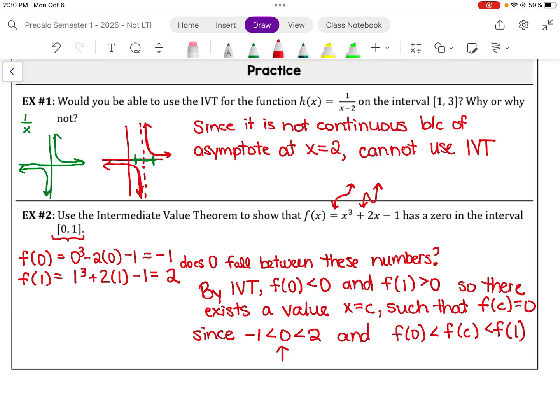Okay, so that is all about the intermediate value theorem. Pausing here, but stay tuned for division.